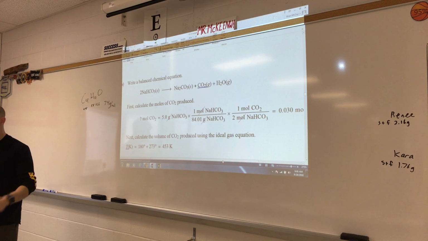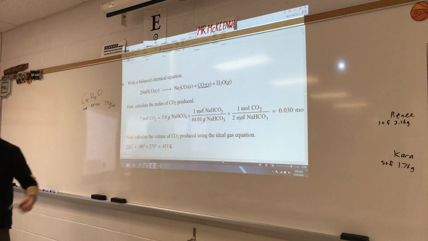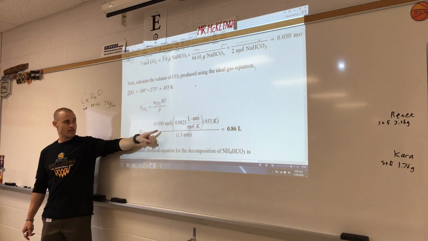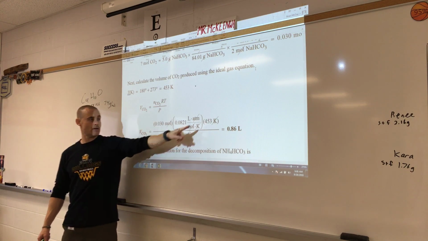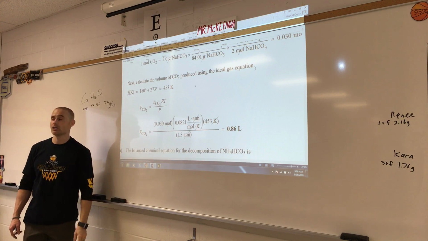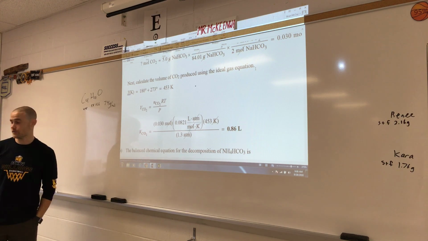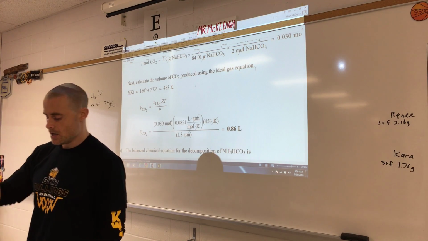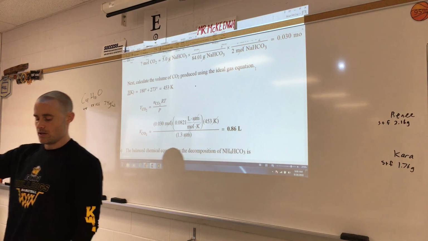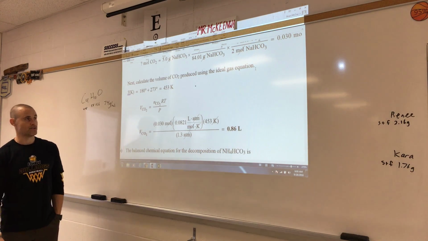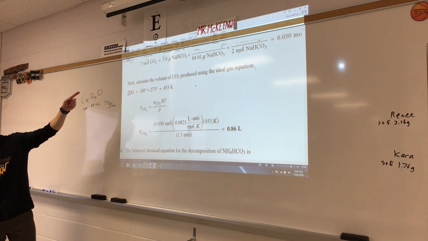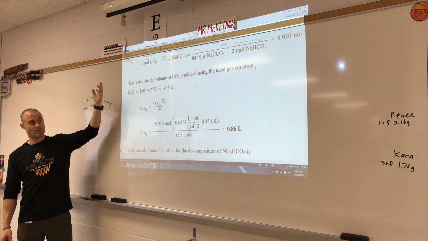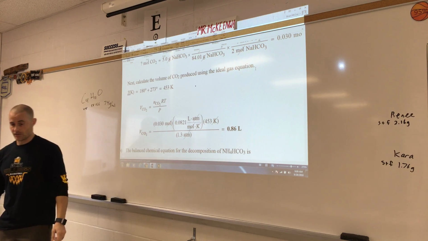0.03 moles. We know the temperature. All we need is volume, right? PV equals nRT. All right, moles goes here, 0.03, 0.0821, 453 Kelvin, divide by pressure, and you get 0.86 liters for letter A. So the hardest part probably was figuring out what the balanced equation was, but once you had that, it's just stuff we've been doing. So stoichiometry, kind of like that demonstration. Exact same concept, except we didn't react with acid. So anyways, 0.86 liters.